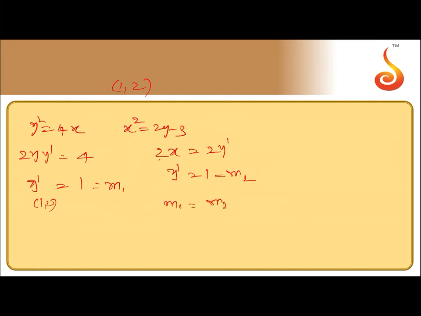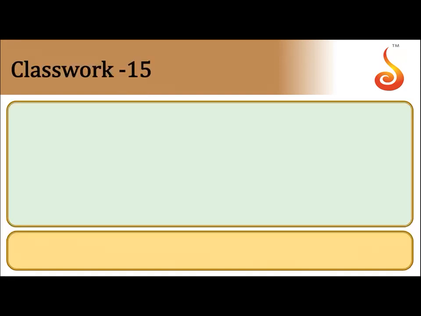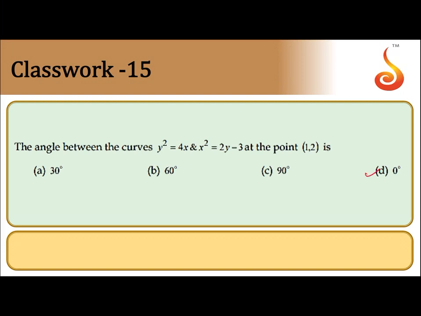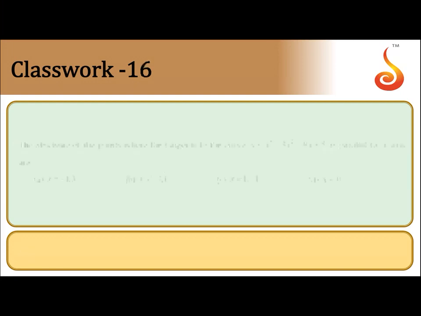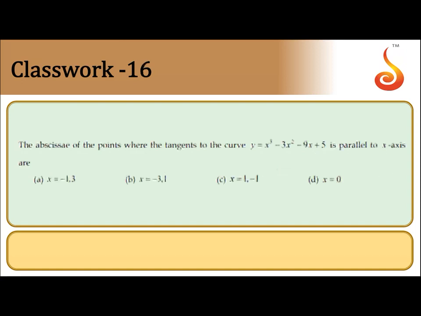Clearly you could see that m1 is equals to m2, therefore angle between them is equals to 0 degrees. Angle between them is equals to 0 degrees. They touch each other at the point.